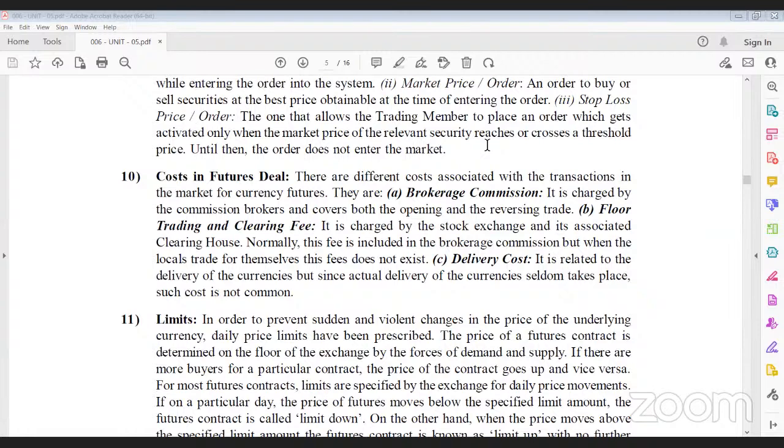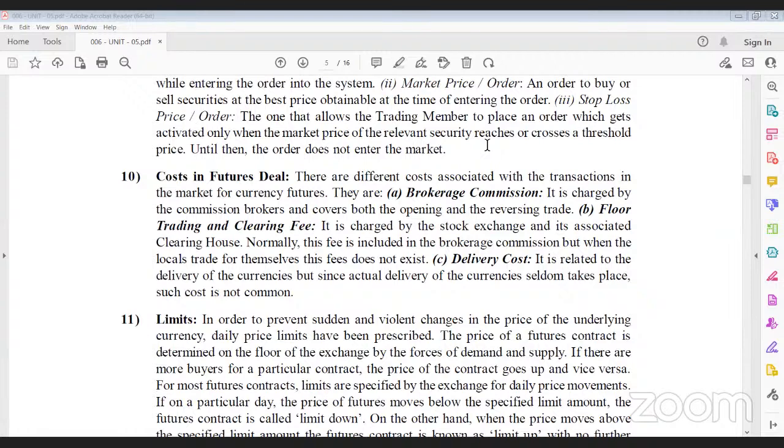Then we have floor trading and clearing fees. Floor trading and clearing fees are all about the charges associated with the clearing house. This is basically a fee which is included in the brokerage commission at the local trade, and otherwise this fee does not exist.